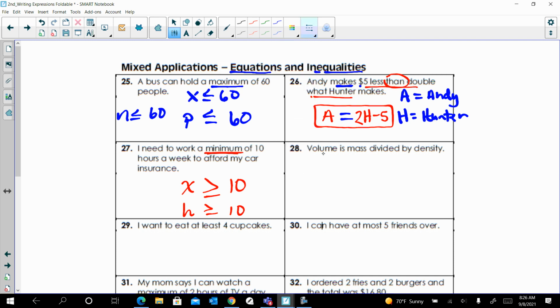All right, so we have volume is mass divided by density. This is a formula. We have the letter V. V for volume equals mass divided by density. M over D. Yes, that's it. That is your formula.